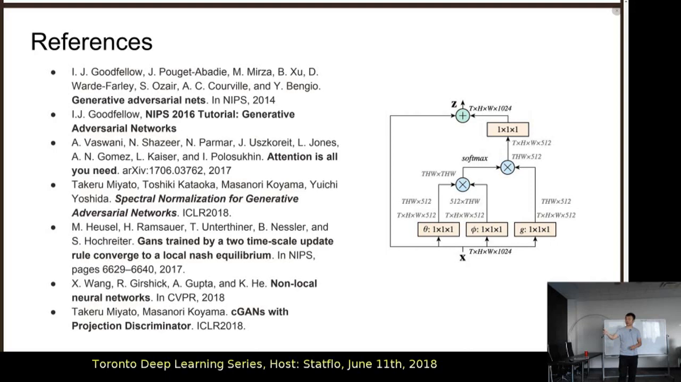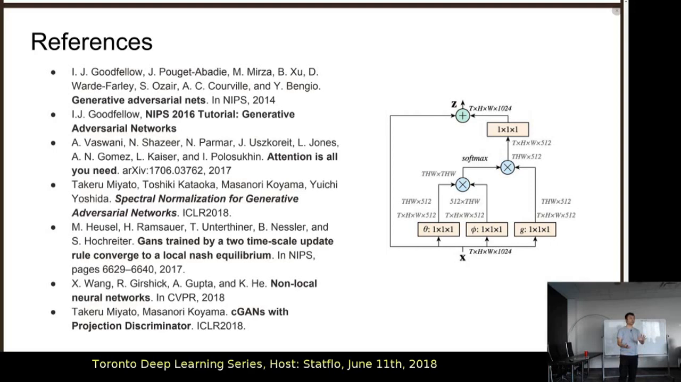GANs Trained by a Two Time-Scale Update Rule Converge to a Local Nash Equilibrium. That's the paper that proposed the two learning rates for G and D, and they also invented the Frechet Inception Distance in that paper. And the second to last paper is where this attention mechanism comes from. They call their technique non-local neural networks, and they claim that self-attention or intra-attention is a special case of their model. So it's in a way a broader generalization of what self-attention is doing when applied to images.